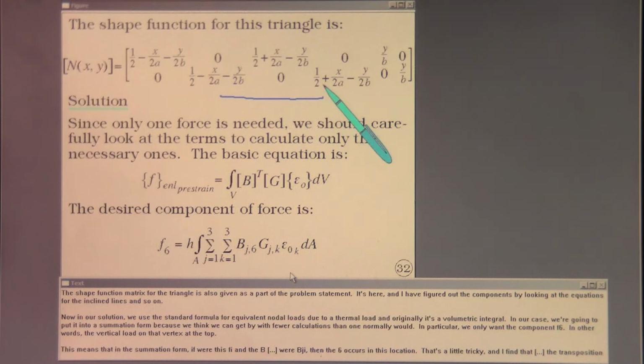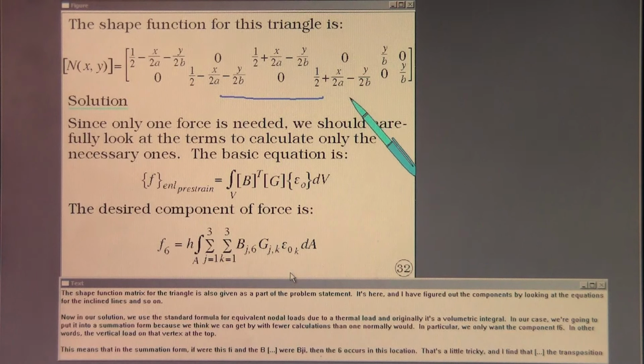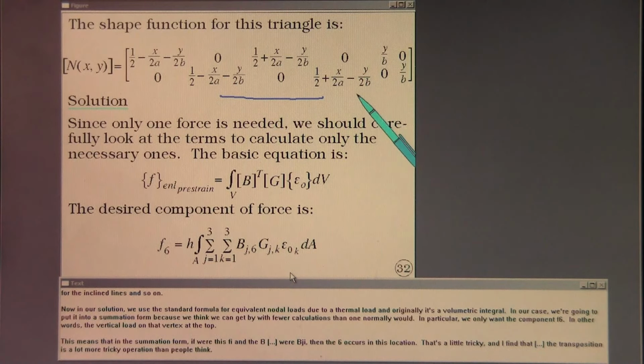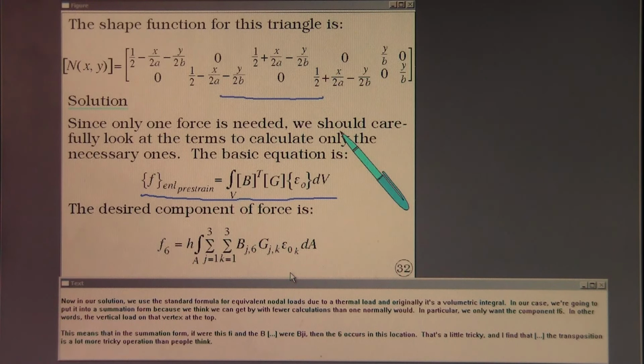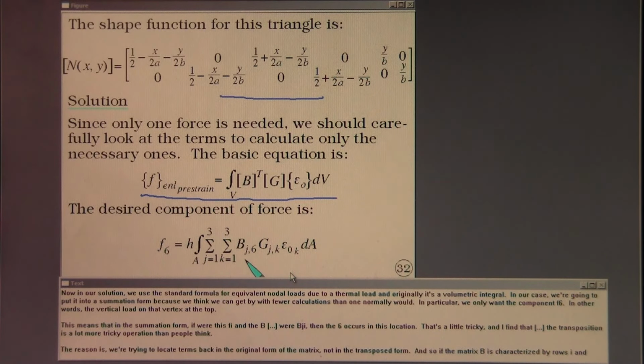It's here, and I have figured out the components by looking at the equations for the inclined lines and so on. Now in our solution, we use the standard formula for equivalent nodal loads due to a thermal load, and originally it's a volumetric integral. In our case, we're going to put it into a summation form because we think we can get by with fewer calculations than one normally would. In particular, we only want the component F6, in other words, the vertical load on that vertex at the top.